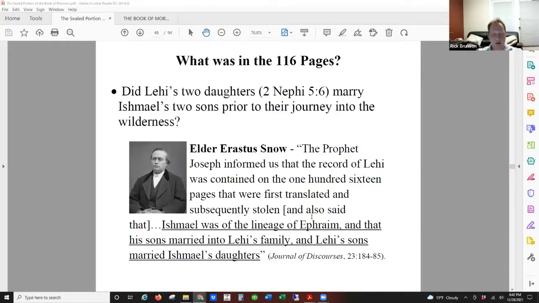Whether this is true or not, we don't know, but Elder Eratosthenes said this: the prophet Joseph informed us that the record of Lehi was contained on the 116 pages that were first translated and subsequently stolen, and also said that Ishmael was of the lineage of Ephraim and that his sons married into Lehi's family. Lehi's sons married Ishmael's daughters. We knew that last part, but the fact that his sons married into Lehi's family is new information that may have been on the 116 pages.